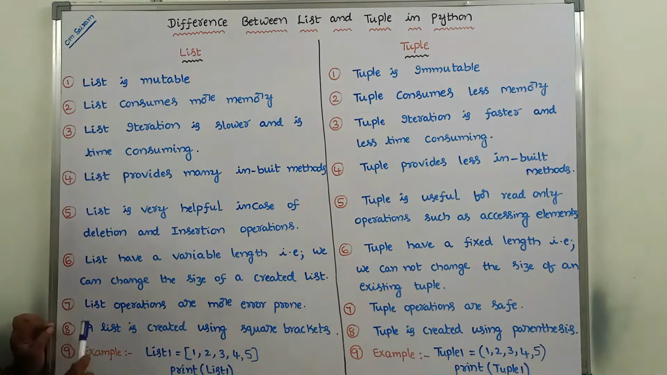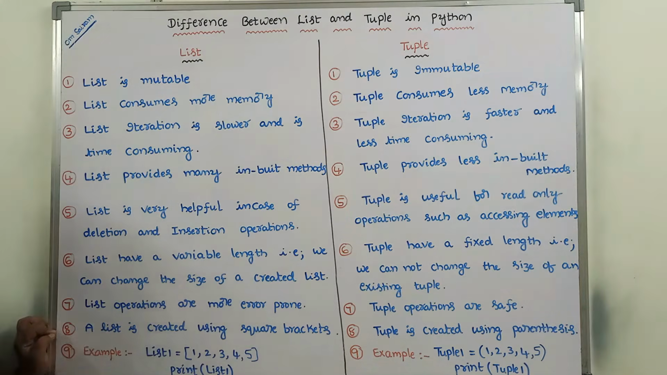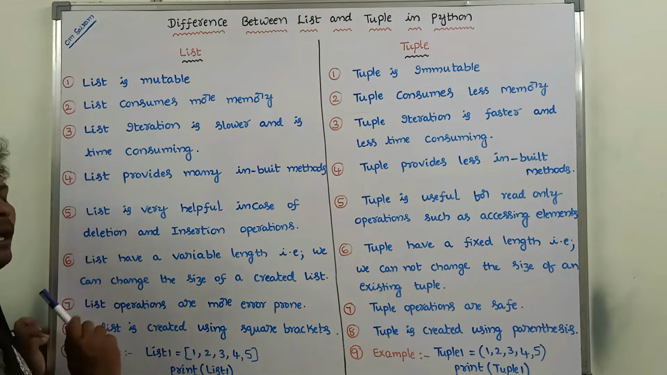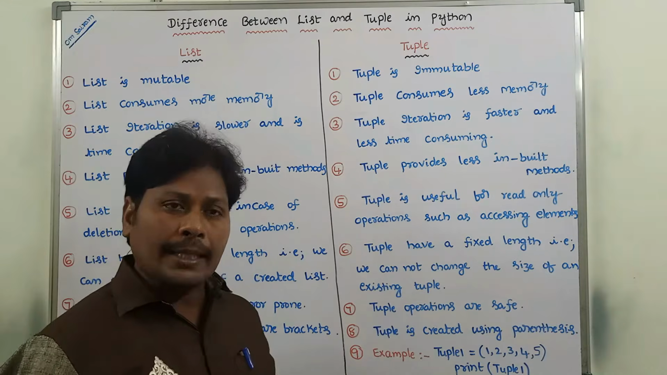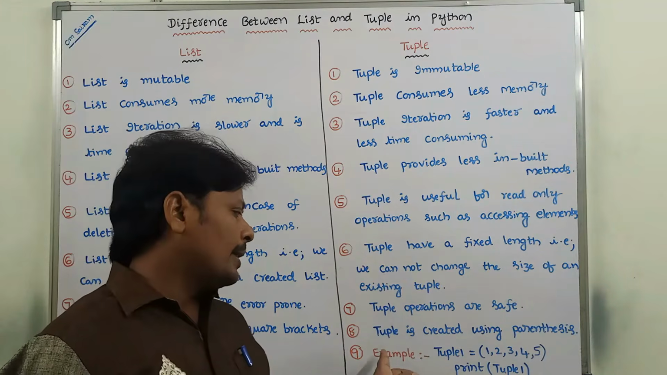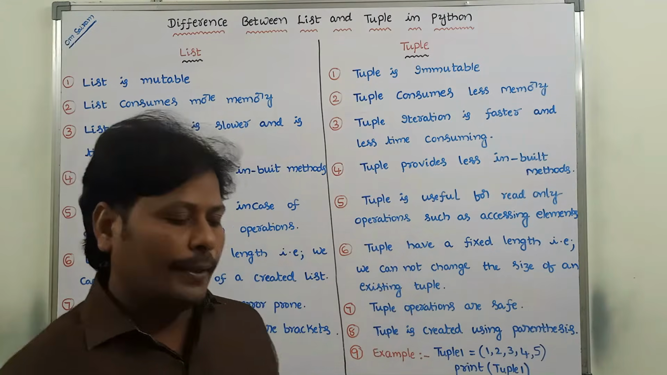Next one, a list is created using square brackets. That is already discussed, and this is the example for the list. A tuple is created using parenthesis. That is already discussed. This is the example for tuple.